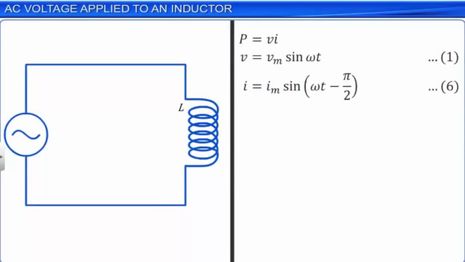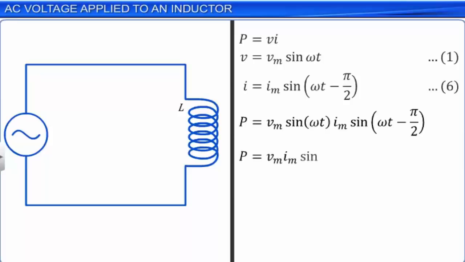Let us now try to see the power dissipation through the inductor compared to resistance. The instantaneous power supplied to the inductor is denoted by the product of voltage with current flowing through any circuit element. By substituting for V and I as in equations 1 and 6, we get P equal to Vm sin omega t into Im sin of omega t minus pi by 2, which is equal to Vm Im sin omega t into sin of omega t minus pi by 2.